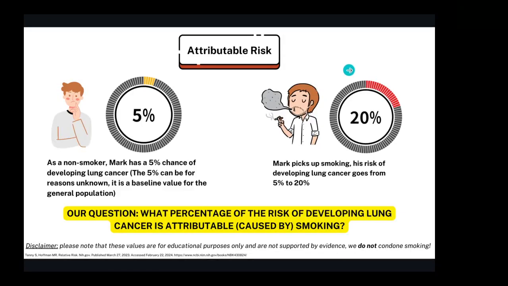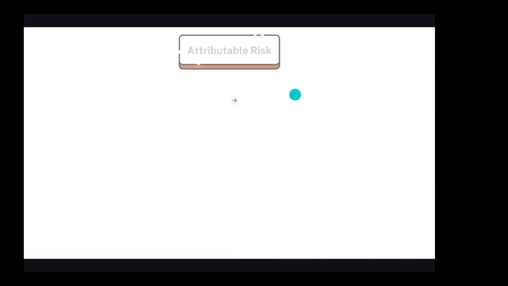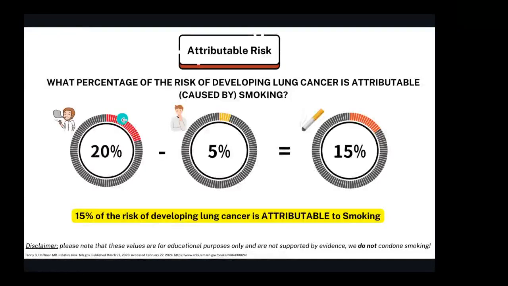To calculate the attributable risk, we take the 20% risk for those who are smoking and subtract from it the 5% for non-smokers. And we find that 15% of the risk of developing lung cancer is attributable to smoking. Does that make sense? Okay, great, wonderful.